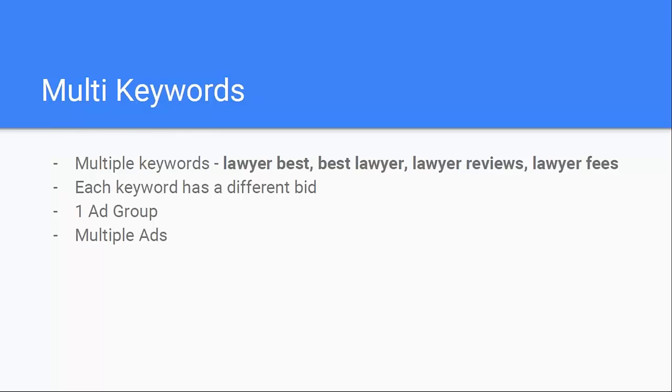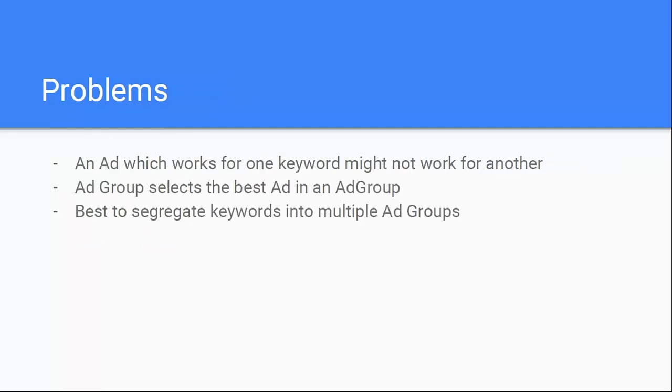She has not made any change in the ad group and multiple ads as of now. Now, what are the problems in this kind of a structure? The biggest problem is that the ad in the ad group might not be relevant for all keywords, right? The ad for lawyer reviews might be slightly different from best lawyer. You might want to customize your ad based on what the user is searching for.